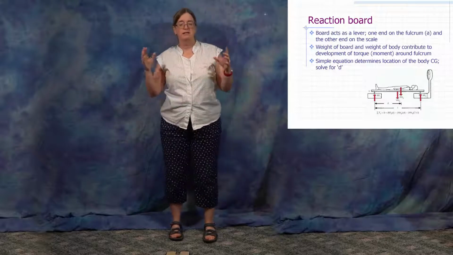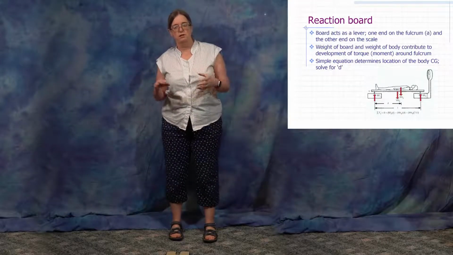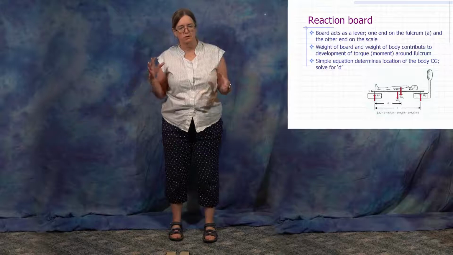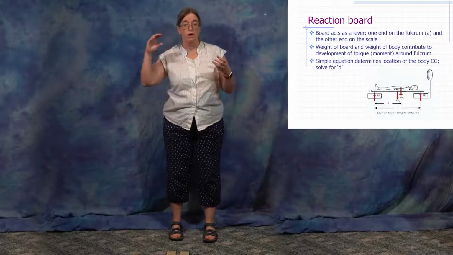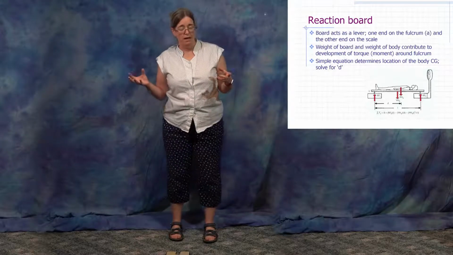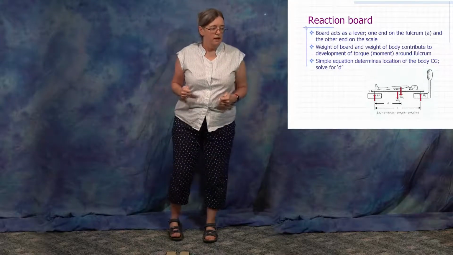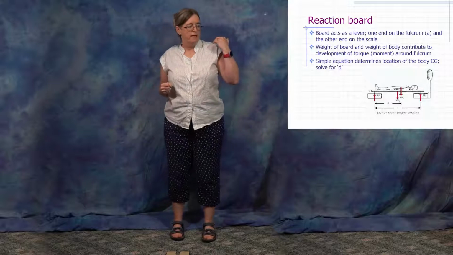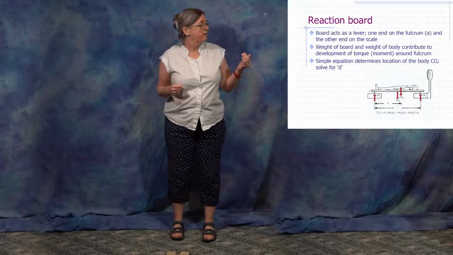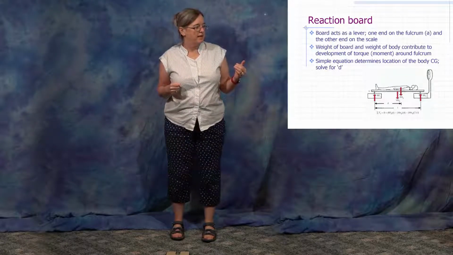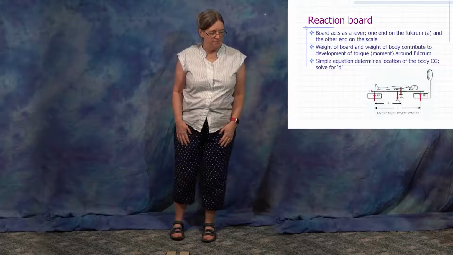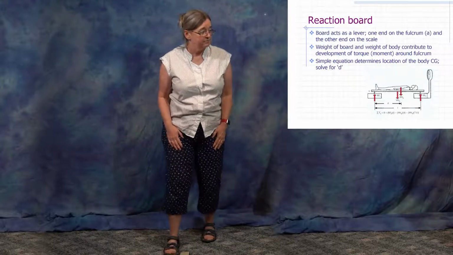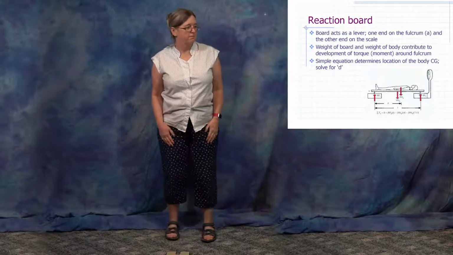You have to take into account the weight of the board, and you can either zero it to begin with. There's a question in your book that has it done that way, or you have to subtract out the weight of the board. And then there's a very simple equation that will determine the location of the center of gravity.